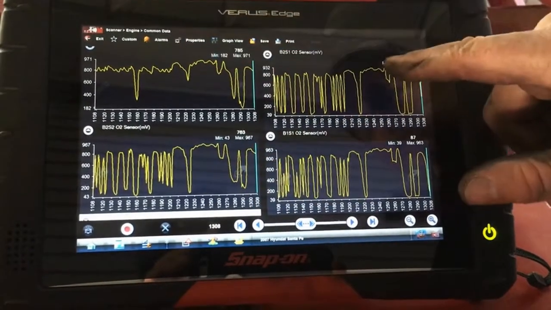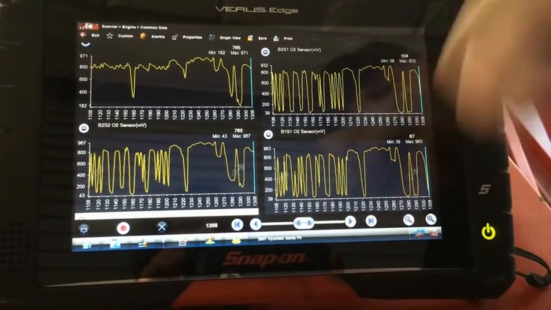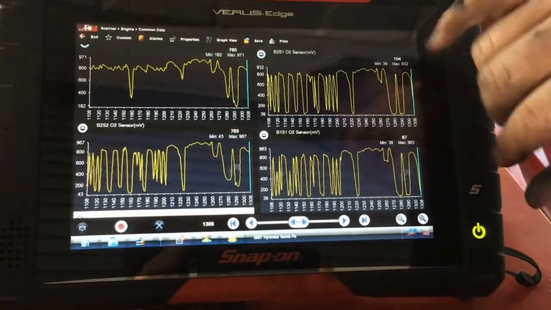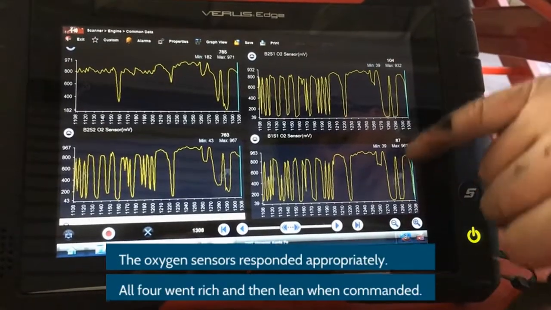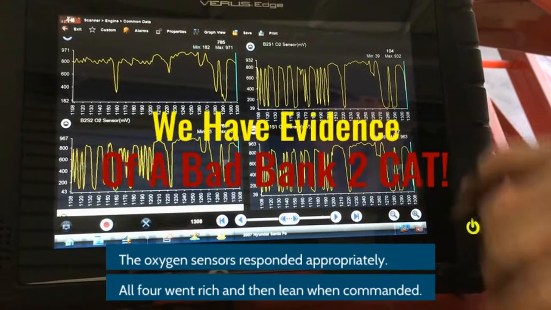So then I added fuel till they were all kind of rich, and then I took away the fuel, turned it off, and I told Mr. Lear to snap the throttle, and then you start to see that it went full lean. See that? It went full lean when he snapped the throttle. Okay?